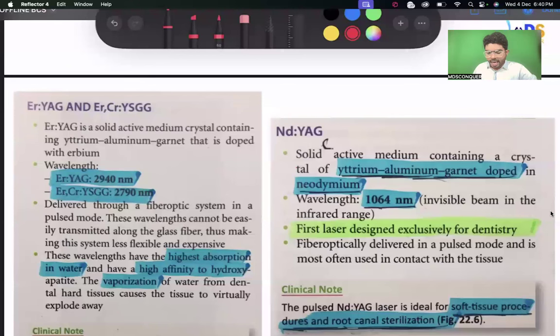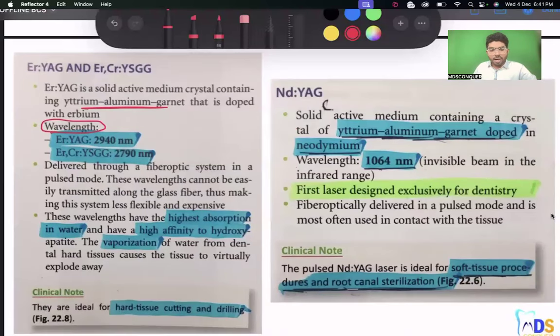The first one is Er:YAG or Er,Cr:YSGG. It's a solid active medium crystal. Please do make a note of it. The most frequently asked question is the wavelength. The wavelength of Er:YAG is 2940 nanometers, whereas Er,Cr:YSGG is 2790 nanometers. So what is the advantage of this wavelength?